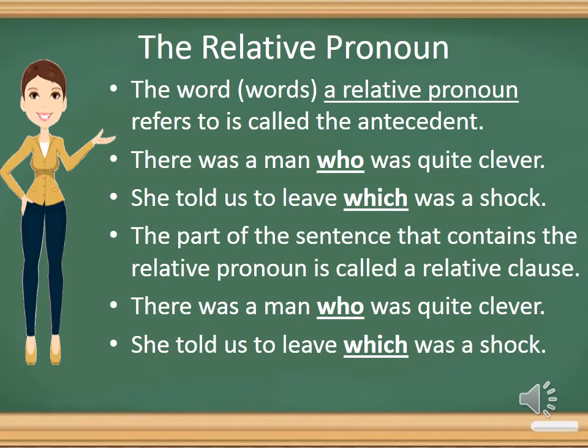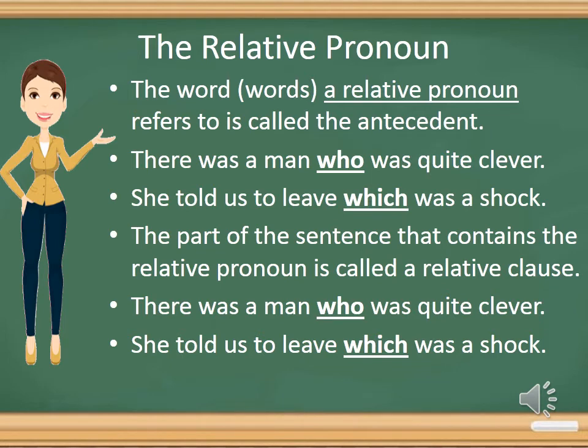A relative pronoun refers to the antecedent. I had told you, children, what antecedent means. It is a word which the pronoun stands for. There was a man who was quite clever. Here who stands for man. She told us to leave, which was a shock.